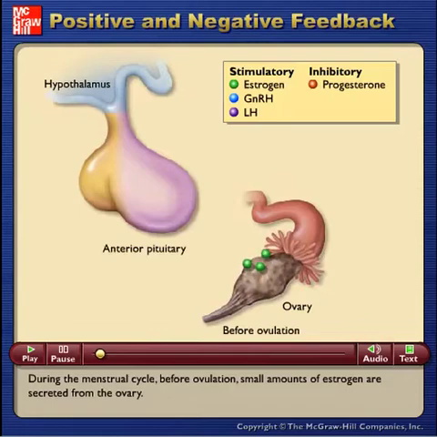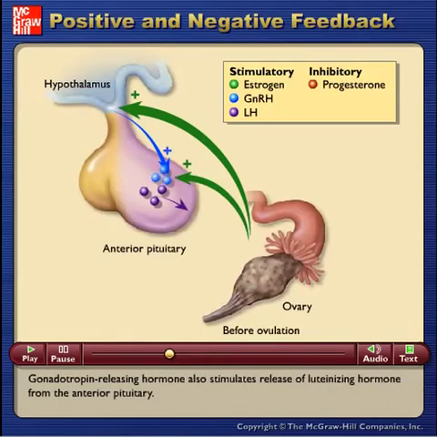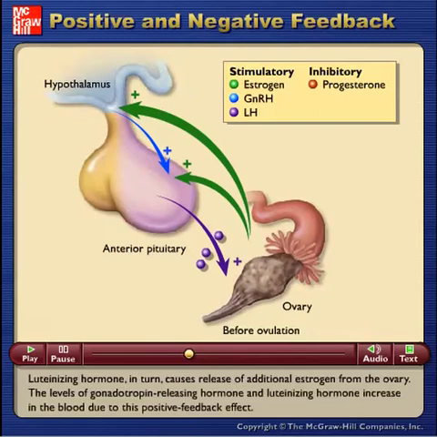During the menstrual cycle, before ovulation, small amounts of estrogen are secreted from the ovary. Estrogen stimulates the release of gonadotropin-releasing hormone from the hypothalamus and luteinizing hormone from the anterior pituitary. Gonadotropin-releasing hormone also stimulates release of luteinizing hormone from the anterior pituitary. Luteinizing hormone, in turn, causes release of additional estrogen from the ovary. The levels of gonadotropin-releasing hormone and luteinizing hormone increase in the blood due to this positive feedback effect.